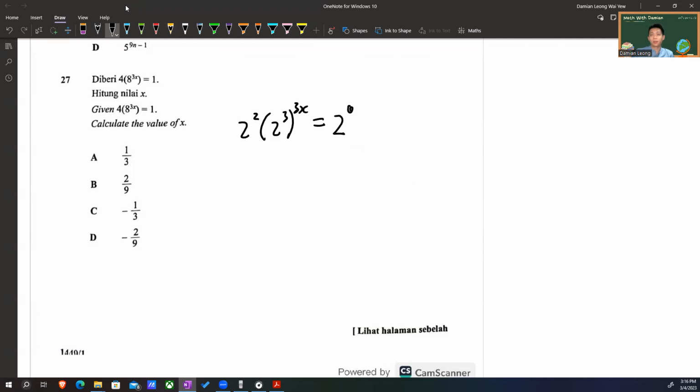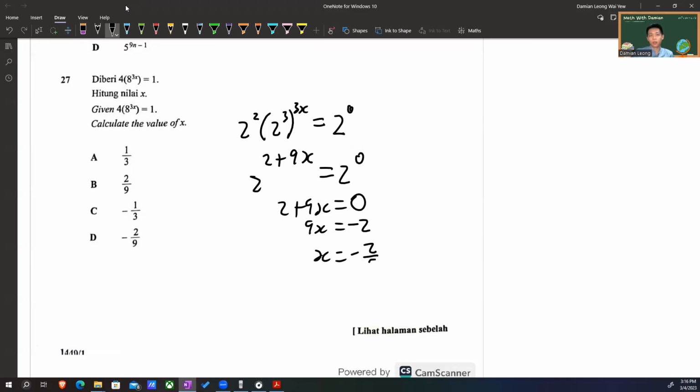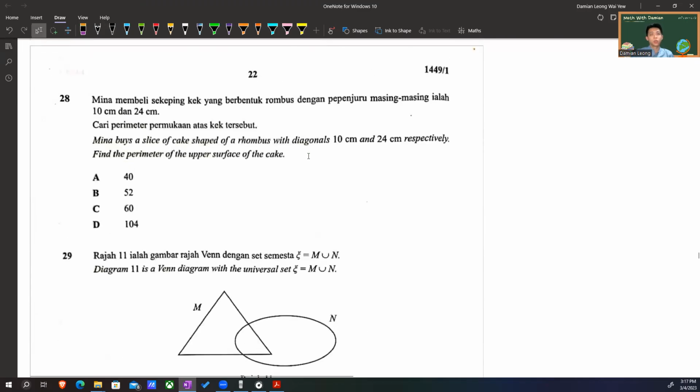So it becomes 9x, and times means power plus. So 2 to the power of 2 plus 9x is 2 to the power of 0. 2 plus 9x is 0. 9x is negative 2. X is negative 2 over 9. Answer D, because they are equal with the same base, which means the powers should be the same. That's 27.